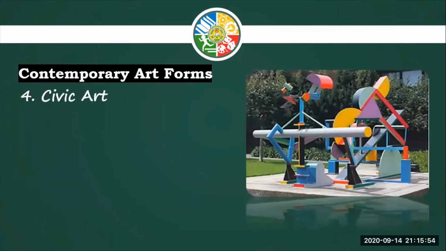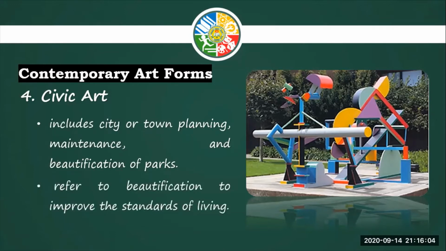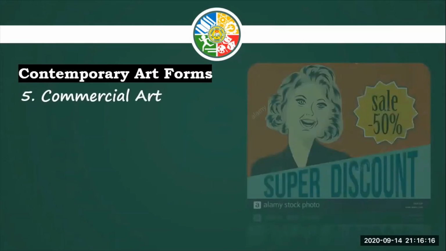For civic art, we have our example here, which is a playground. It includes city or town planning, maintenance, and beautification of parks. It refers to the beautification to improve the standard of living. Civic art refers to the beautification of public places within a city or a town.